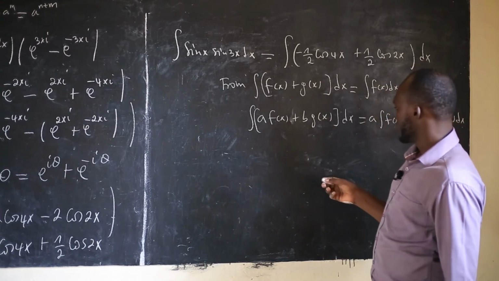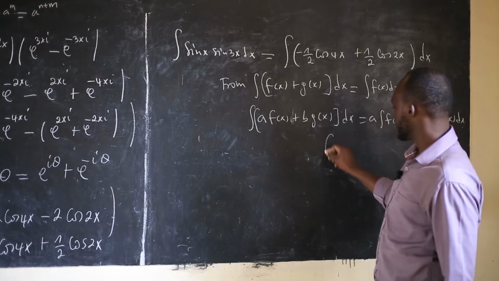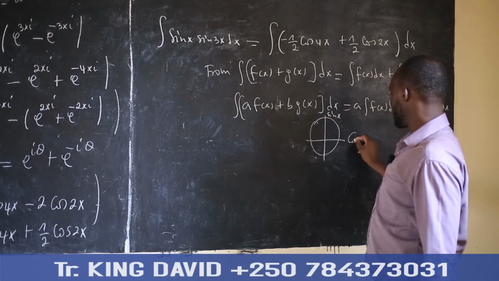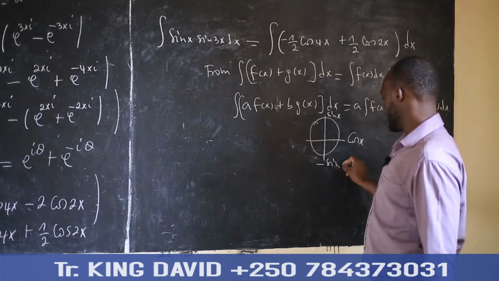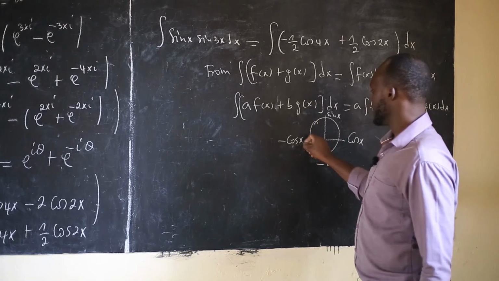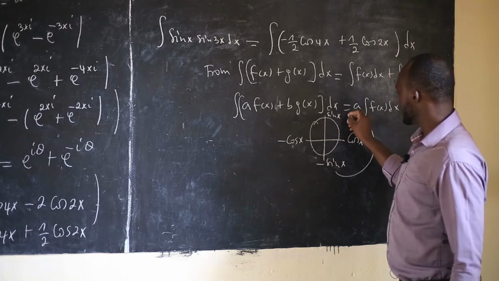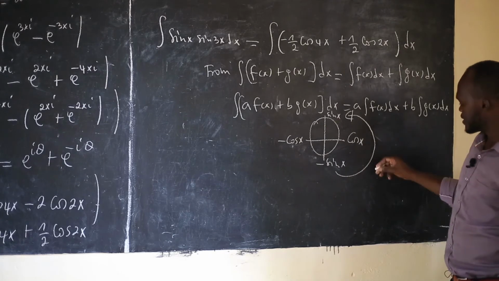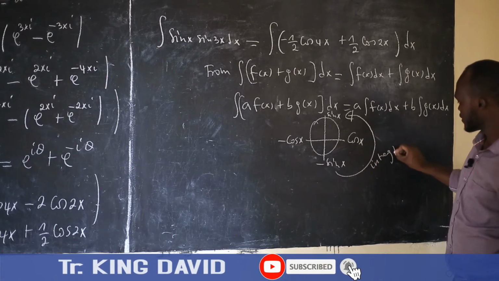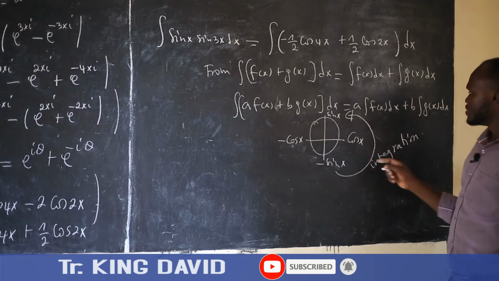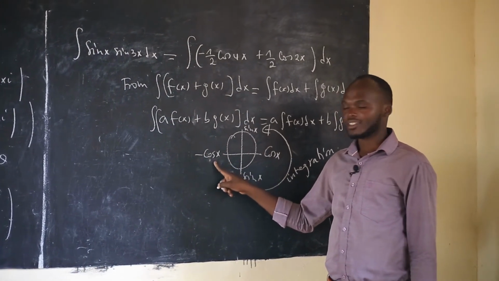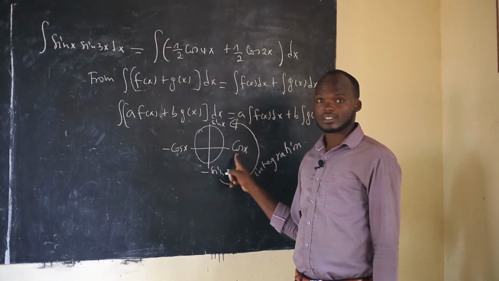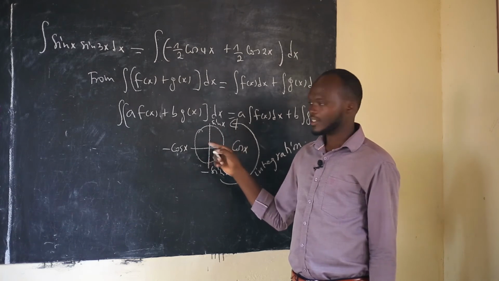Also if we go to trigonometry, we use the trigonometric circle. This is sine x, this is cos x, this is negative sine x, this is negative cos x. So integration is this: we go on this side, anti-clockwise. Anti-clockwise means integration. So it means integration of sine is negative cos. Integration of negative cos is negative sine. Integration of negative sine is cos. And integration of cos is what? Sine. Simple as that.